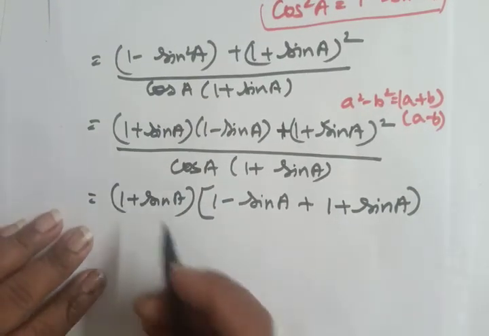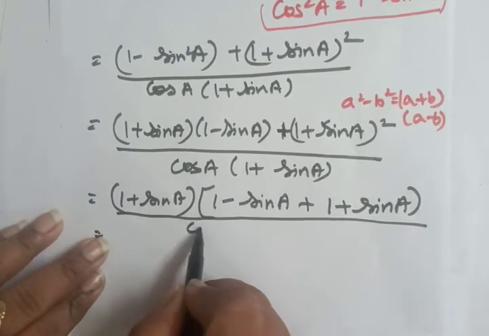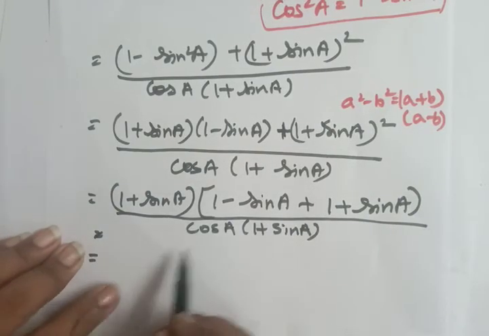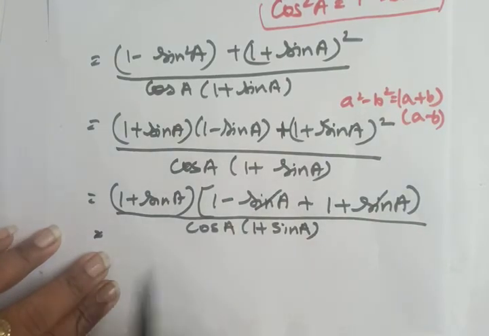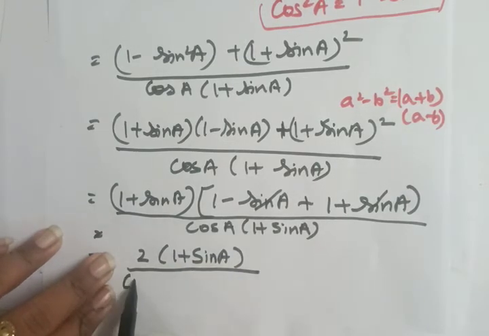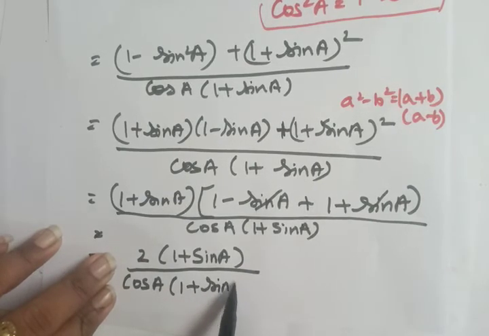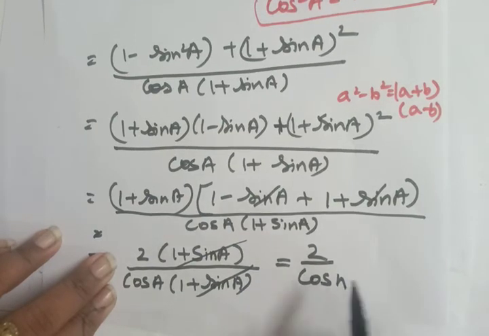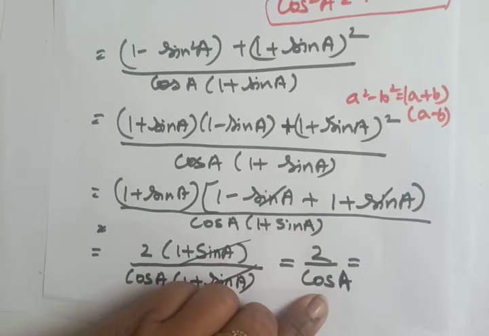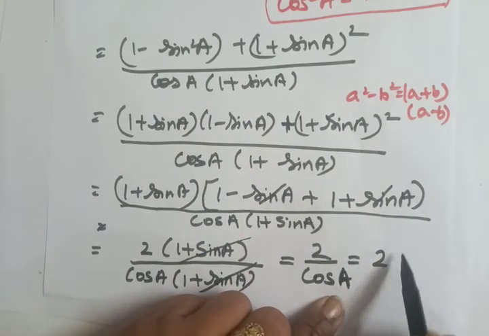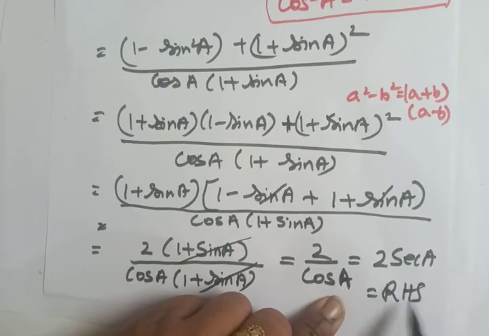Now the denominator is cos A into 1 plus sin A. Now sin A cancels out, so we are left with 2 into 1 plus sin A upon cos A into 1 plus sin A, and this 1 plus sin A is cancelled out by this 1 plus sin A. We are left with 2 upon cos A. Again an identity, we know that 1 upon cos A is always equal to sec A. So 2 sec A, that is equal to the right hand side, as required.